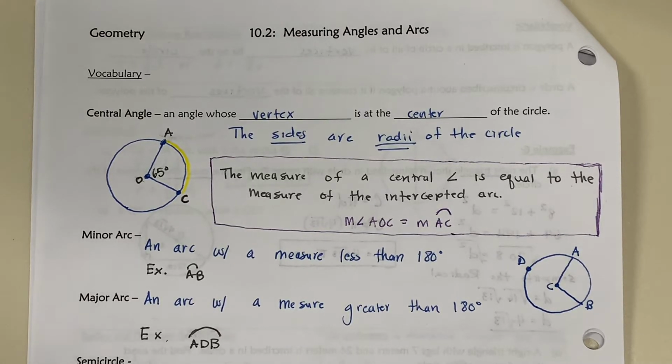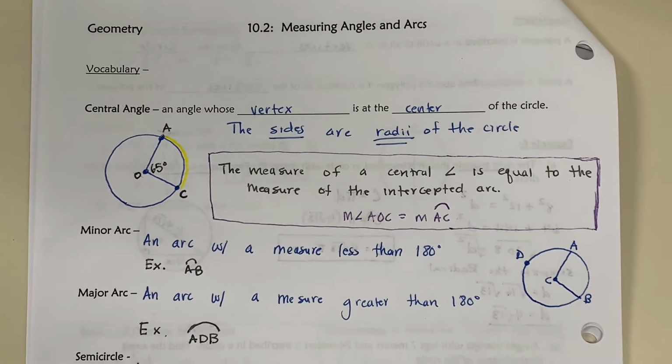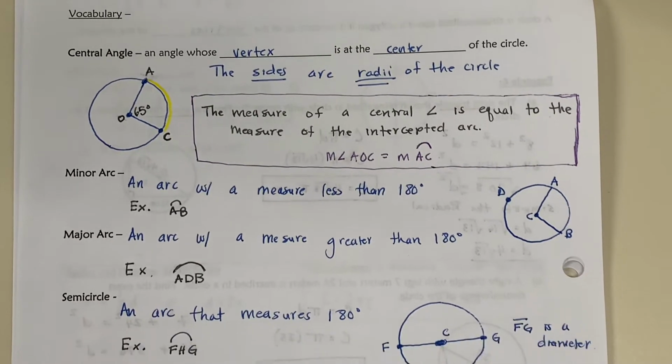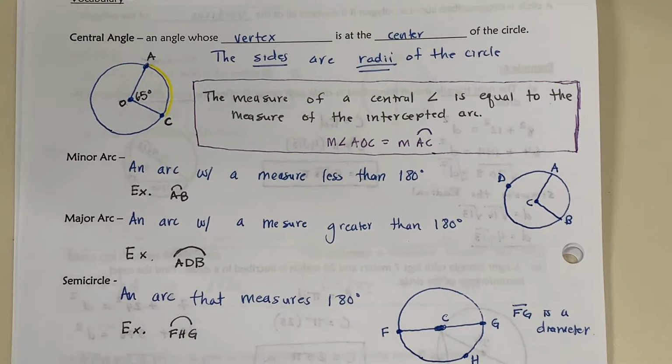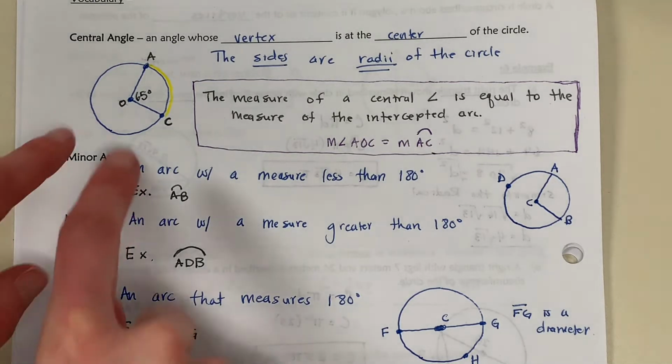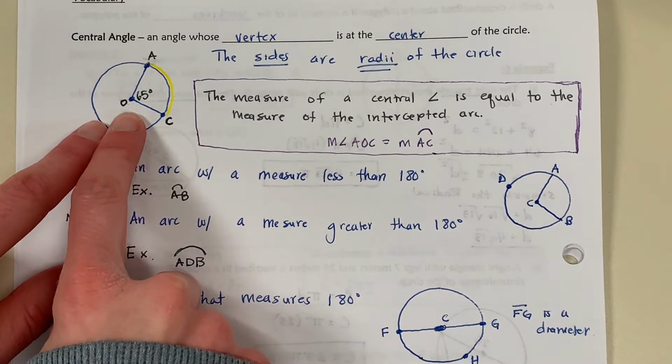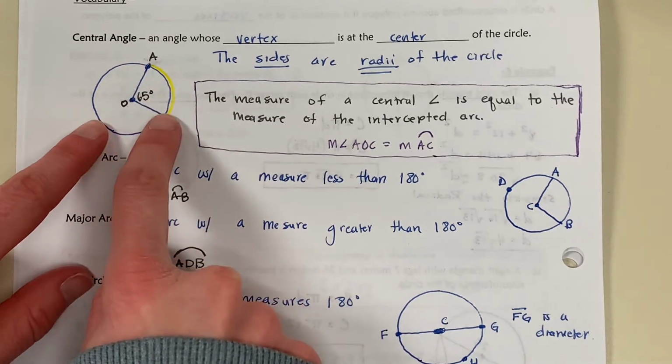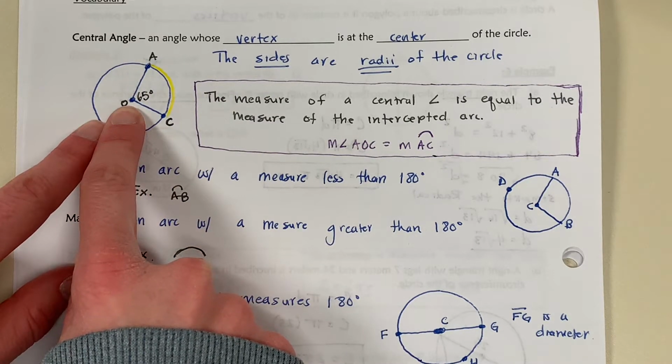Chapter 10, Lesson 2 is measuring angles and arcs. We have 4 vocabulary terms that we're going to focus on today, the first being a central angle. A central angle is an angle whose vertex is at the center of the circle. So this is an example of a central angle. Notice the vertex of our angle AOC is at the center of the circle.